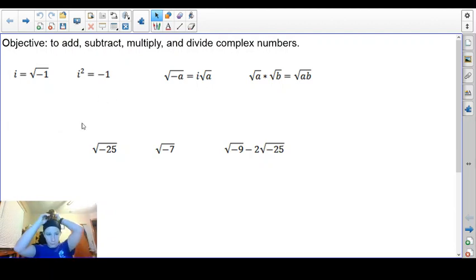So i is the square root of -1, and i squared is just regular old -1. So if I were to take this first equation and square both sides, I'd see that i times i is i squared. And a square and a square root end up canceling each other out, which is how we just get that -1.